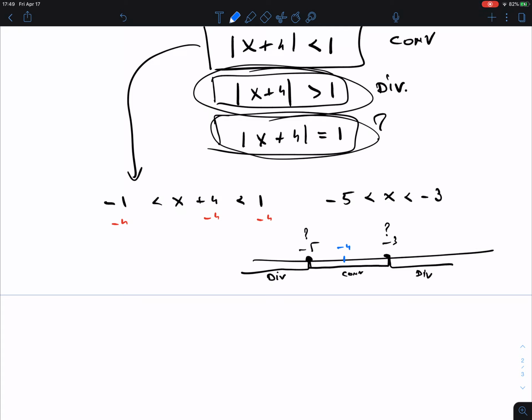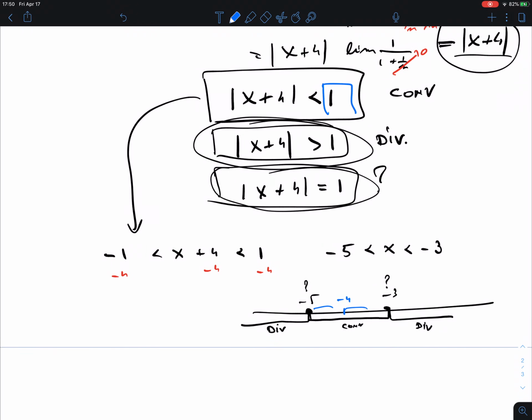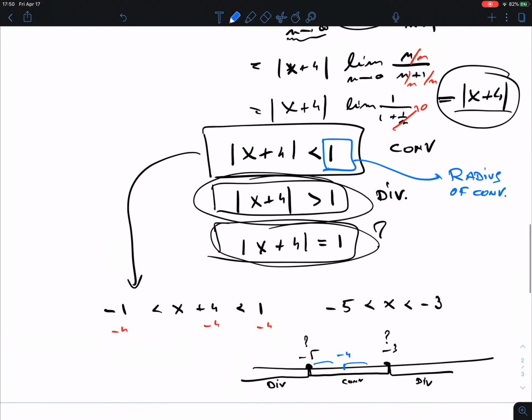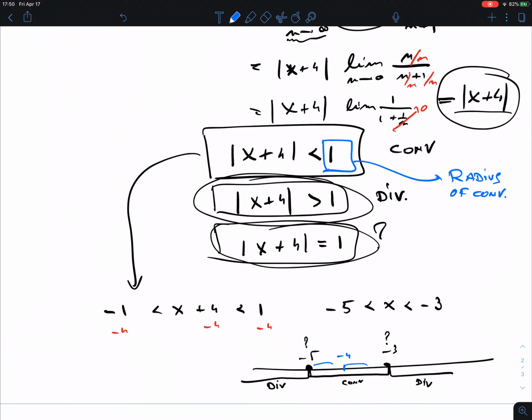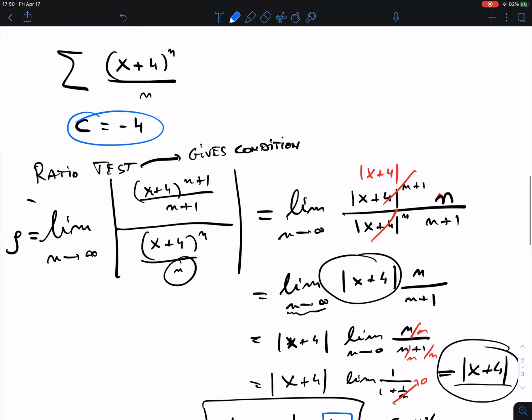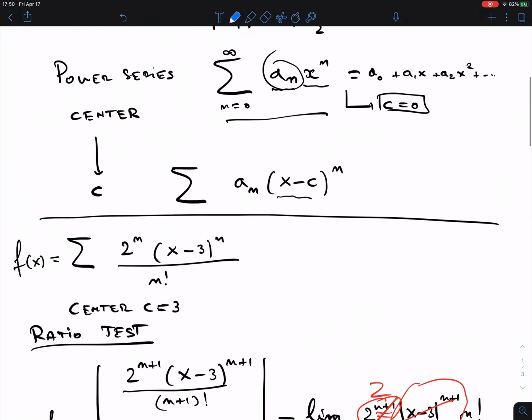And so, how far are we away from the center? Well, that is given by this number, and this number we call the radius of convergence. Now you're going to say, wait, this 1 was from the ratio test, that's always going to be 1. No. The radius of convergence is, in general, a general thing, right?